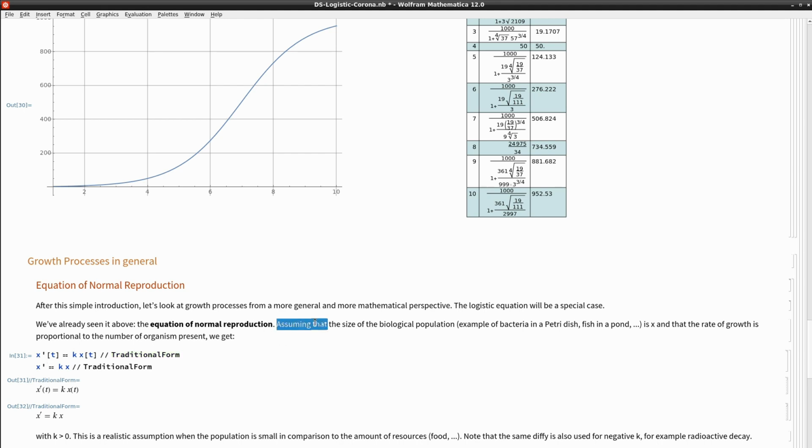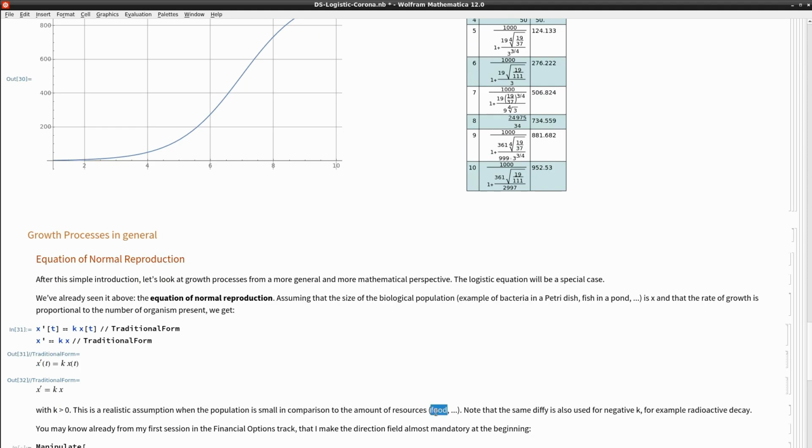So if we assume that the size of the biological population, that can be bacteria, fish in a pond, or human beings, is x, and that the rate of growth is proportional to the number of the organisms present, then we get this formula, and it's fairly reasonable for small numbers. This is a realistic assumption when the population is small in comparison to the amount of resources, such as food or whatever it is. And note that the same diffy is also used for negative k, for example radioactive decay.